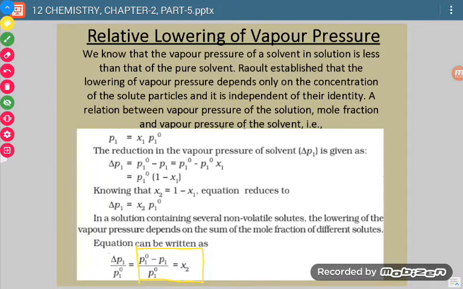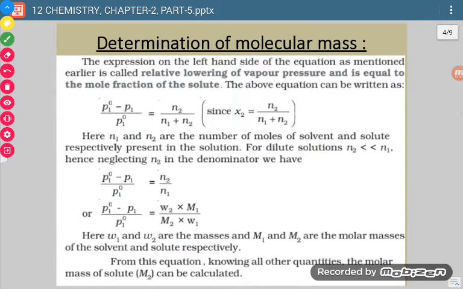Sometimes we are asked a question: how will you prove that relative lowering in vapor pressure is equal to the mole fraction of solute? Here 1 is the solvent and 2 is the solute. So this much is relative lowering in vapor pressure and this much is the mole fraction of solute. Now how can we determine the molecular mass if we know the relative lowering in vapor pressure? Just now we wrote that relative lowering in vapor pressure is equal to x2. When we expand x2, the mole fraction of the second component, it will be n2 over n1 plus n2.